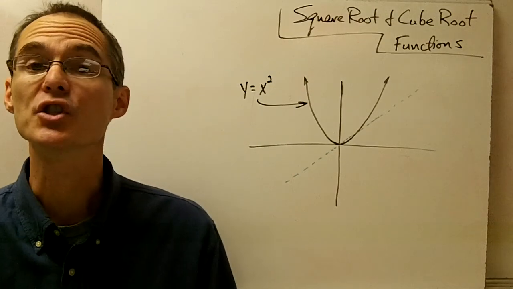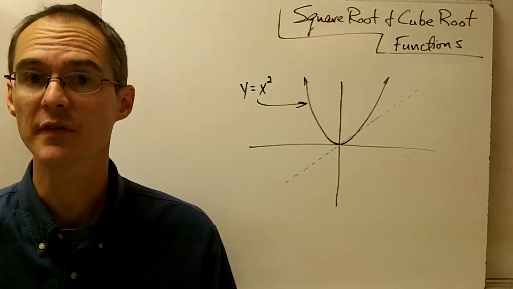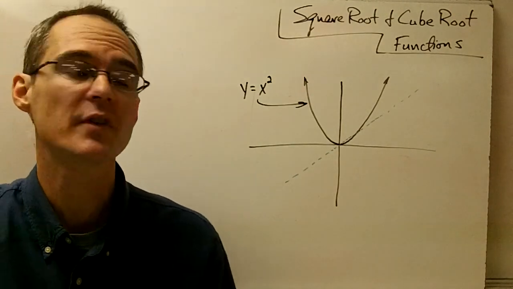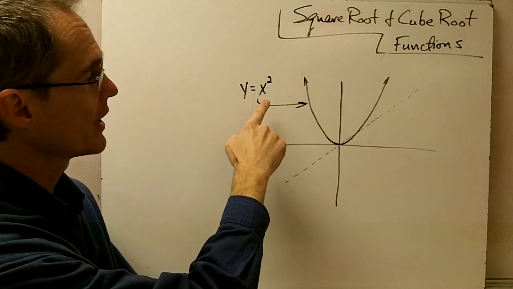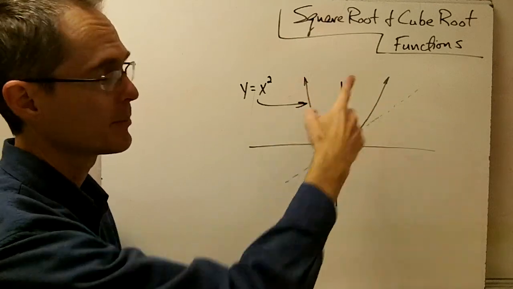Okay, this video is on the square root and the cube root functions. I'm going to start out with the square root function. Now, we've already talked about this function, y equals x squared, which the graph looks like a parabola.